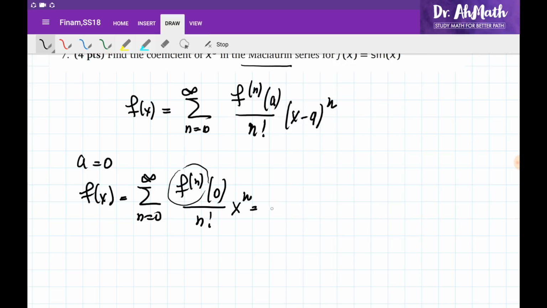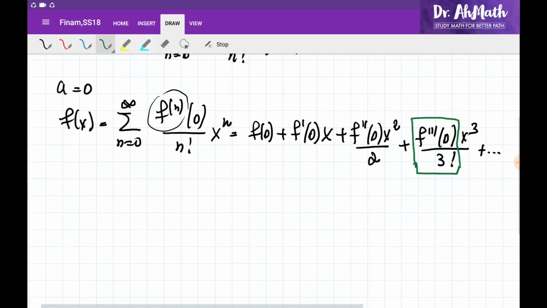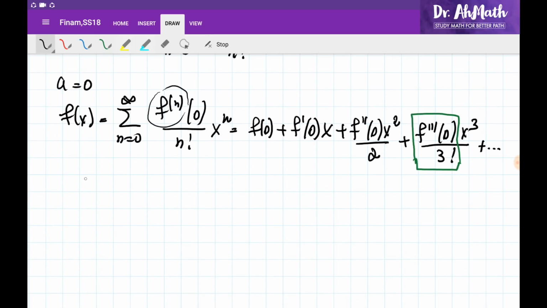So this is going to be f of 0 when n is equal to 0, plus f prime of 0 divided by 1 factorial multiplied by x, plus f double prime of 0 multiplied by x squared divided by 2 factorial, plus f triple prime at 0 multiplied by x cubed divided by 3 factorial, and so on. So we need to figure out the coefficient before the x cubed, right? Or basically this coefficient. In order to do this, we need to find the 3 derivatives of this function.